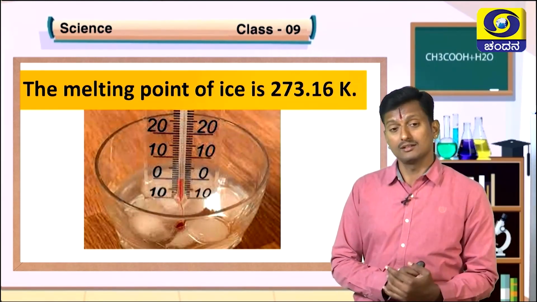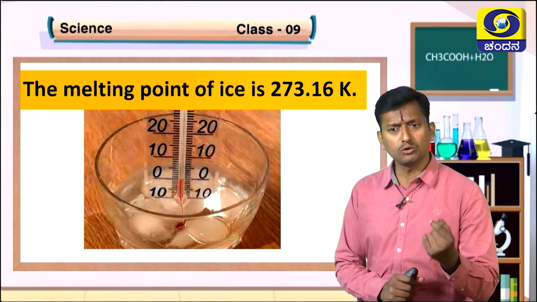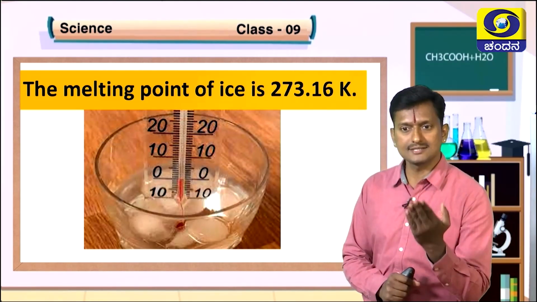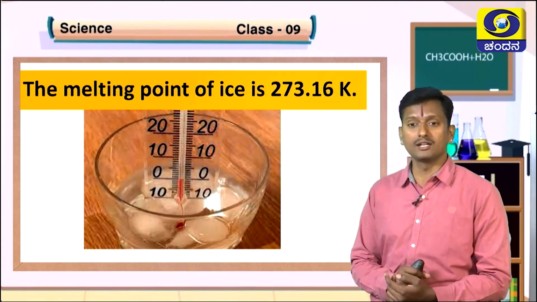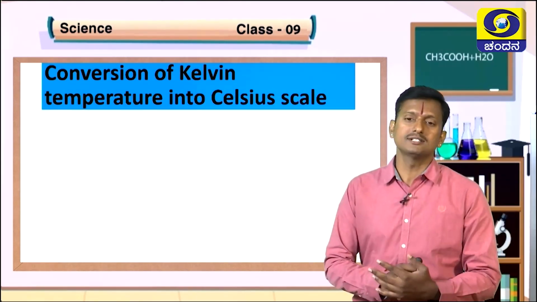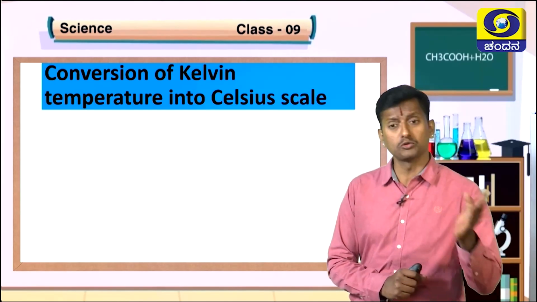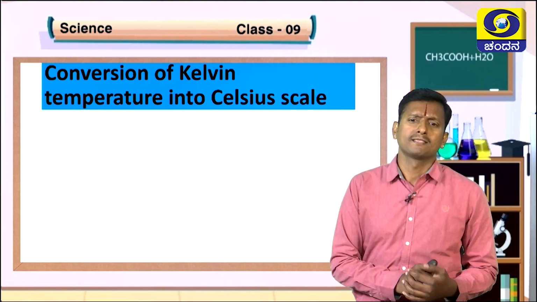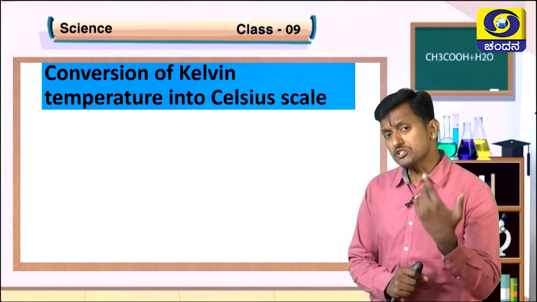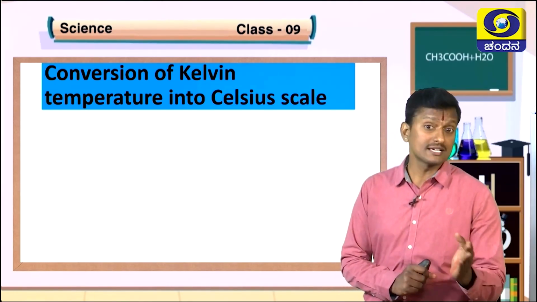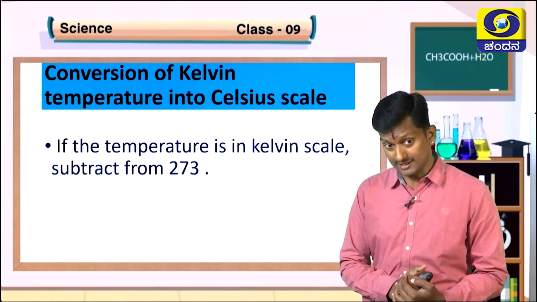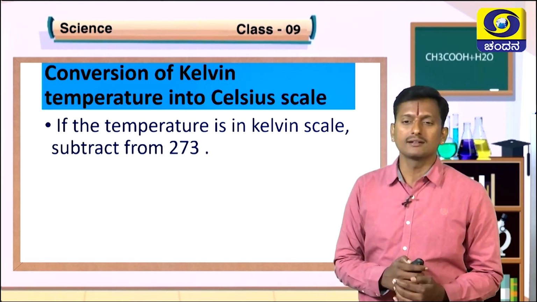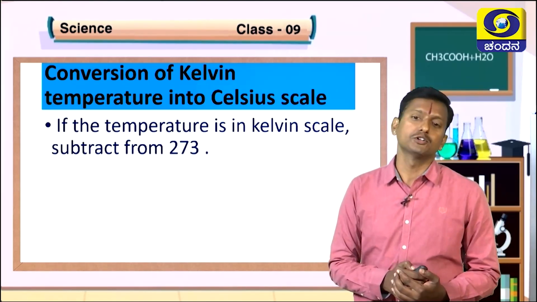You are seeing a little bit above 0 degrees Celsius, but I am showing you that the melting point of ice is 273.16 Kelvin. What does it mean? We can convert the Celsius method to the Kelvin method and the Kelvin method to the Celsius method. Let us see conversion of Kelvin temperature to Celsius scale. For this, if the temperature is given in Kelvin scale, we should subtract 273 from the temperature.